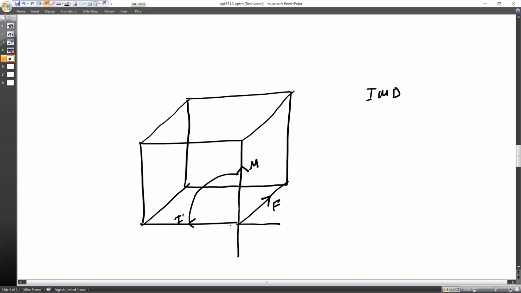Got it? If you put I here, then it will be MIU. The force in this case will be here, towards you. Got it? But it is inside this one, so the current should be in this one. Got it? Very simple.